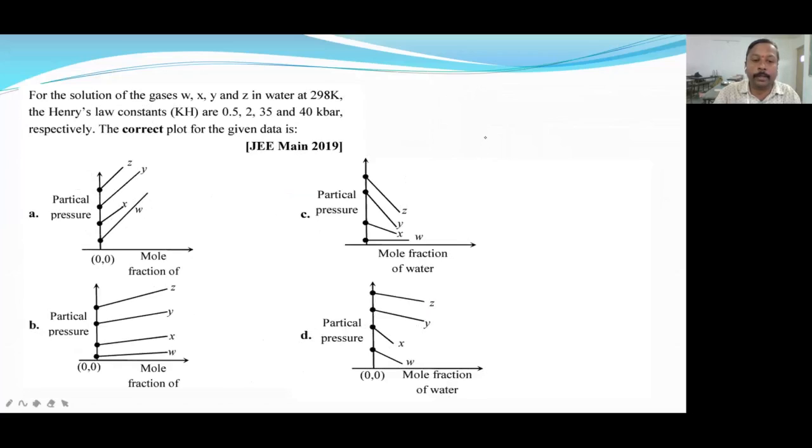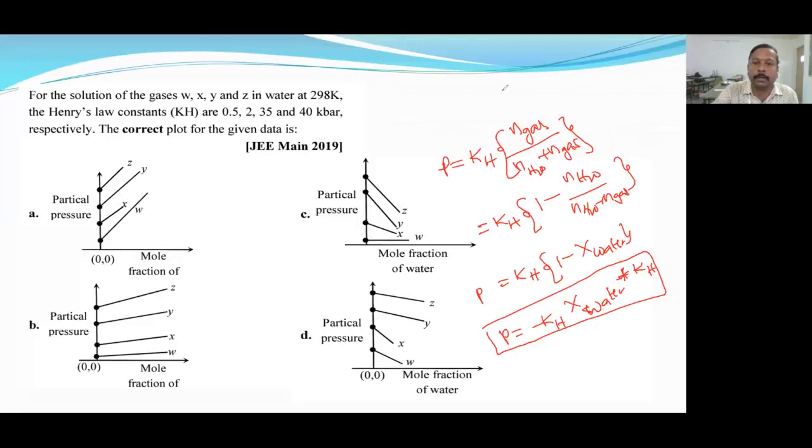Understand the graph very carefully. Okay, see in this question, you have to make your own equation. According to Henry's law, partial pressure is equal to Kh into mole fraction of solute. But here if you cross check with the x-axis, you are getting mole fraction of water. That means you have to change this equation according to the mole fraction of water.